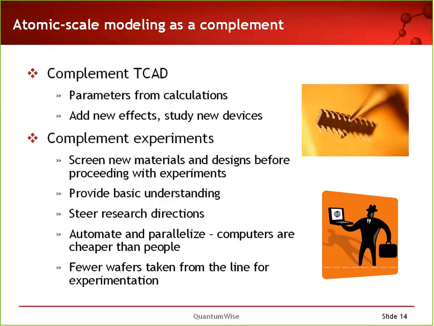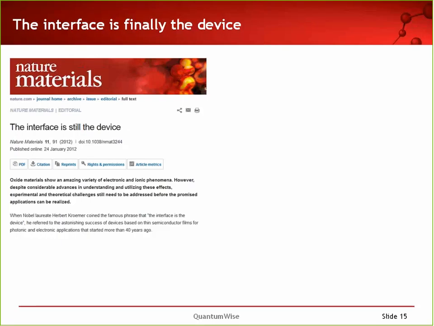And at least when we are talking to companies, we're trying to convince them that they should be doing more modeling. We try to point out that you can get a better basic understanding of your materials. You can get some ideas what might work, what might not work. And actually, computers are, in some sense, cheaper than people, and it's quite easy to automate and parallelize computations. So that's a good selling point sometimes. One of the catchphrases in this game is actually: the interface is the device.